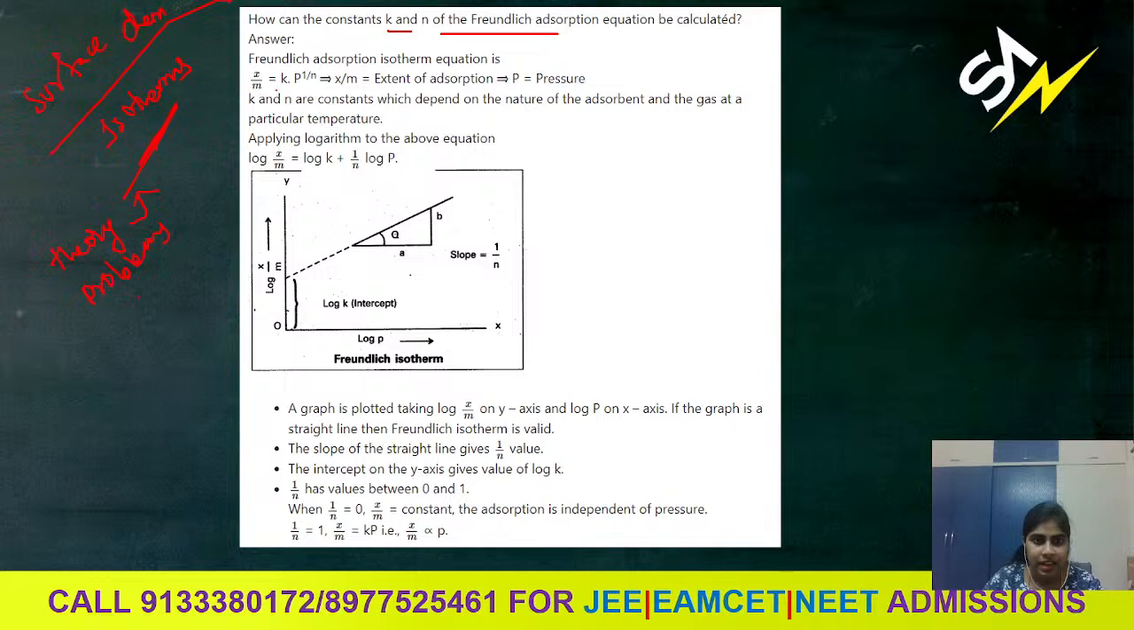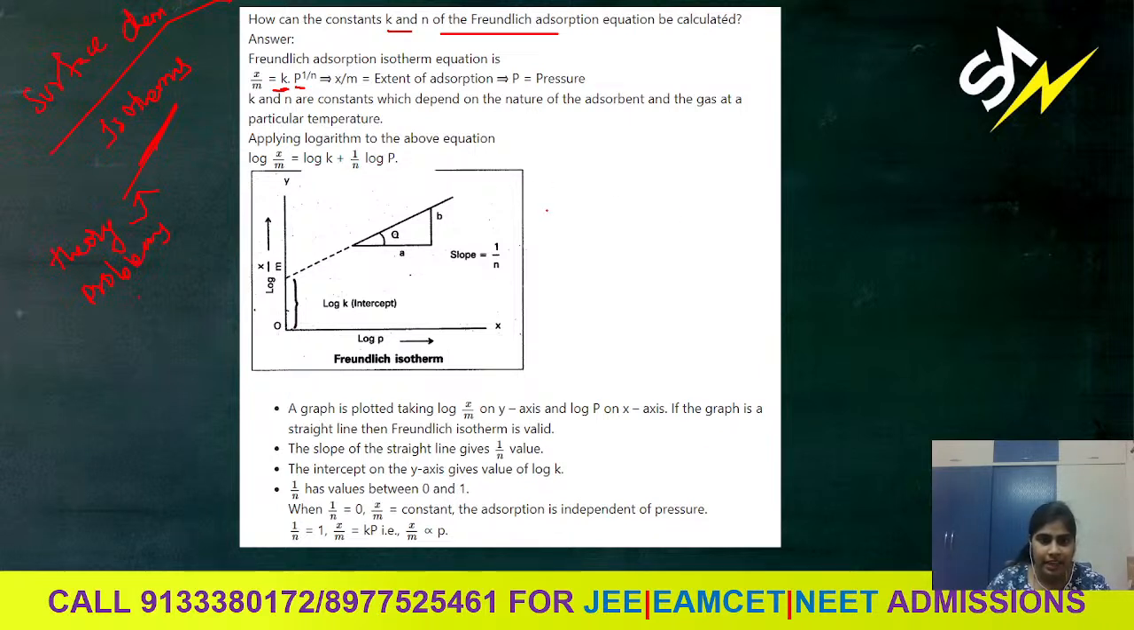Here this isotherm states that x by m, the ratio of the adsorbed mass to the mass of adsorbent, is equal to K P to the power of 1 by n. Here K is the adsorption constant, P is the pressure, and n is a constant. If you extend this formula and apply logarithm on both sides, that is log of x by m is equal to log K plus 1 by n log of P.